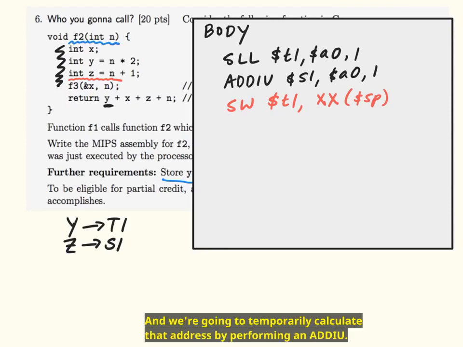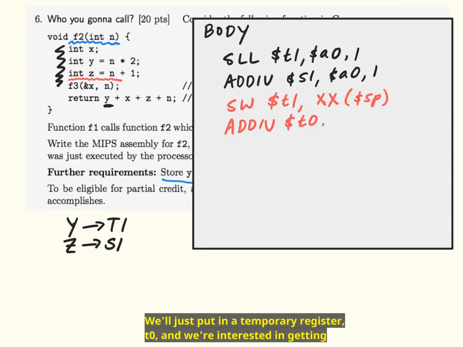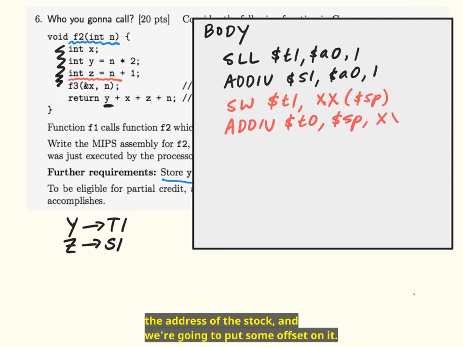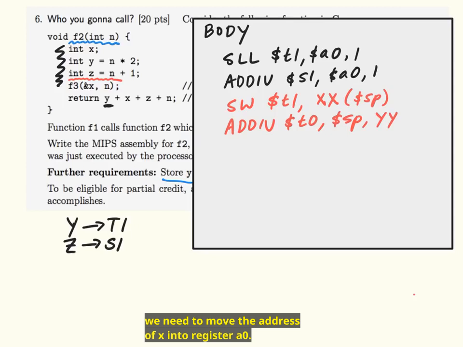And we're going to temporarily calculate that address by performing an addiu. We'll just put it in a temporary register, T0, and we're interested in getting the address of the stack, and we're going to put some offset on it. In fact, maybe I should give it a different value so that we're not confused here. We'll call that YY. Now register T0 contains the address of x. We need to move the address of x into register A0.